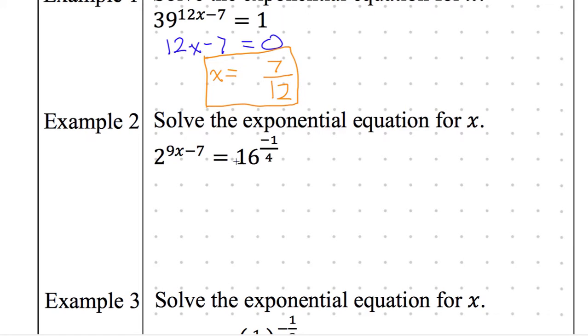How am I going to have the same base for both of these? Can I somehow rewrite one of them as the other? Rewrite 16 as? 2. 2 to the third is 8. 4. There it is, 2 to the 4th power. So 2 to the 4th to the power of what?